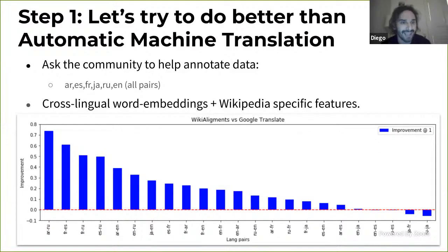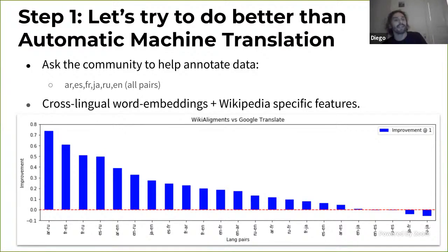And you can see here in this plot, we annotated data with the help of the community in 6 different language pairs. And this was not that easy because, as you see, we do not use just one language as a pivot language, which is what in some places people will do. We want to create these translations from all these language pairs. So from Arabic to Russian, from French to Japanese, from Spanish to English. And with the help of the community, we were able to create this annotated data.